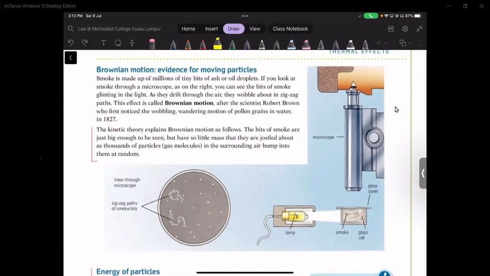So my science teacher just asked one of them to give her one of their cigarettes, and then she burned it, and then she put the smoke inside the smoke cell, and we shine a light, and then you can view it through a microscope.